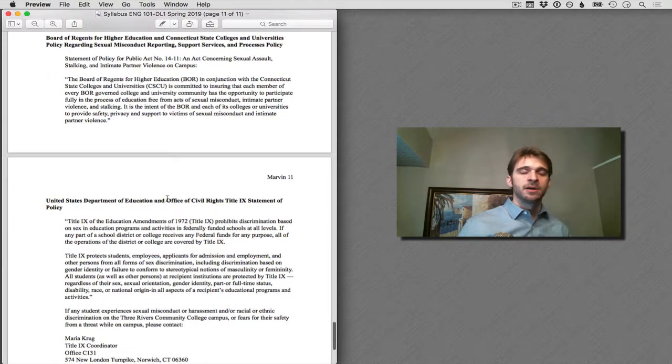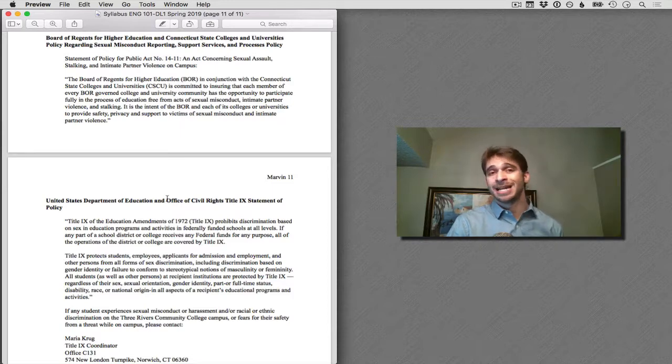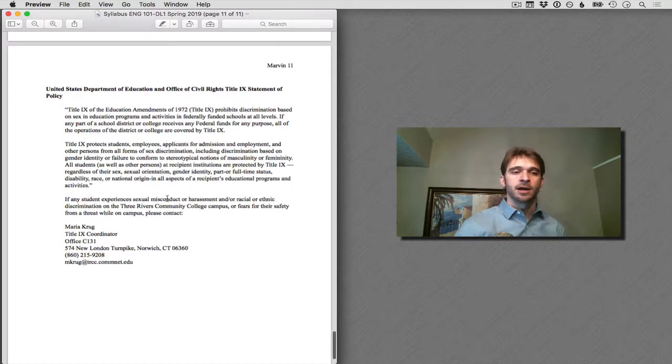The last two things here are simply the Board of Regents statements for sexual misconduct and reporting. And basically, these two statements simply mean that you have a right to not be sexually harassed on campus, in a classroom, in an online class, or anything of the sort. And if you experience or witness any such thing, you can contact Maria Krug, who is our new Title IX coordinator. Her office is in C131.